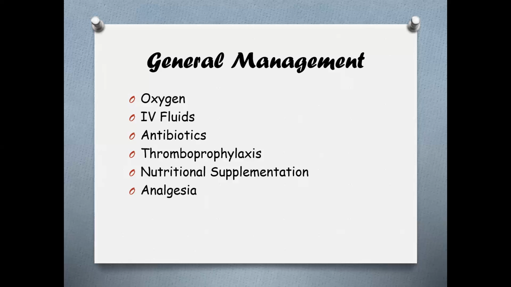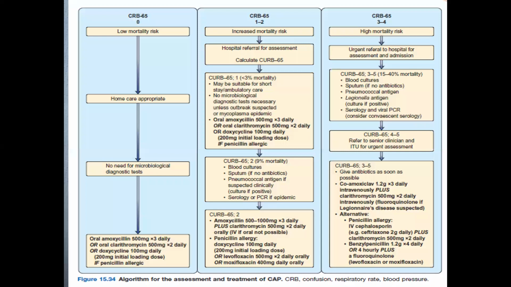Thromboprophylaxis. So this is administered if the patient has been admitted for more than 12 hours. What we give is subcutaneous low molecular weight heparin, unless there are contraindications. Then nutritional supplementation, this need is assessed by a dietitian, particularly in severe disease. Analgesia, so you can give simple analgesia such as paracetamol or NSAID. This helps treat the pleuritic pain, thereby reducing the risk of further complications due to restricted breathing because of pain.